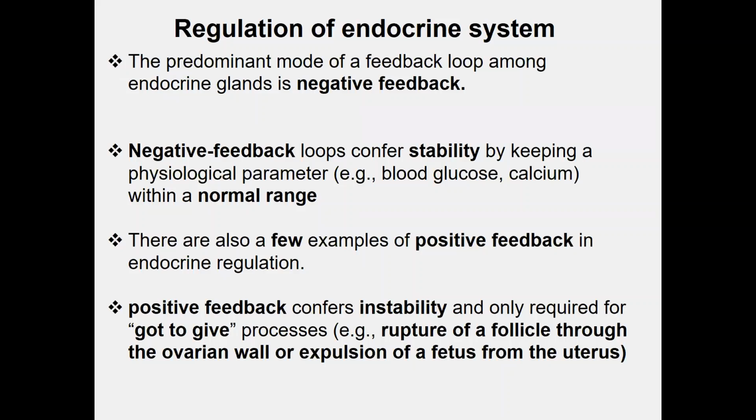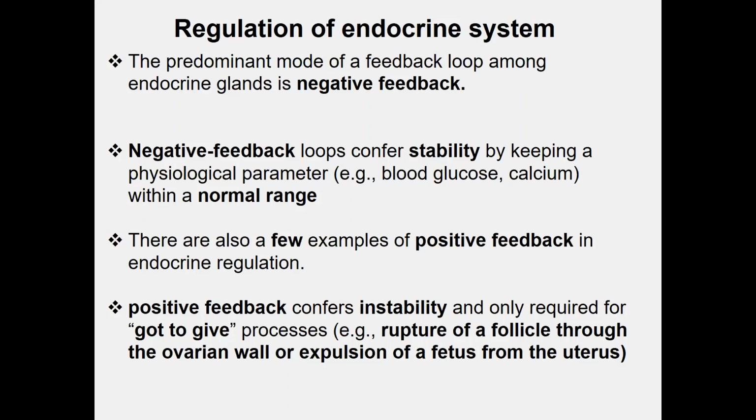Now, the endocrine system needs regulation, and the predominant mode to regulate the endocrine system is negative feedback. Negative feedback, briefly, is when substance A stimulates the secretion of substance B, and on the other side, substance B will stop the secretion of substance A. This is simply the negative feedback.